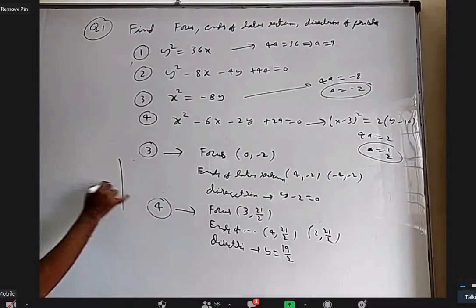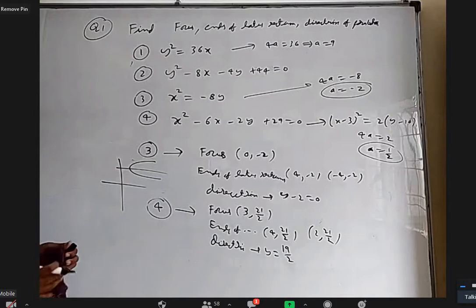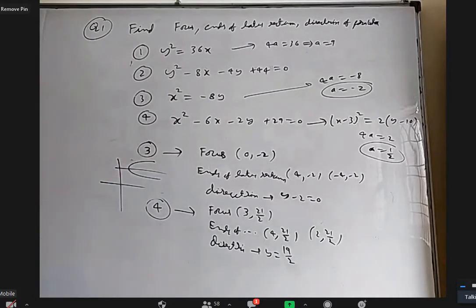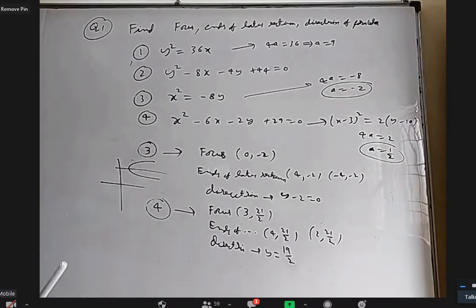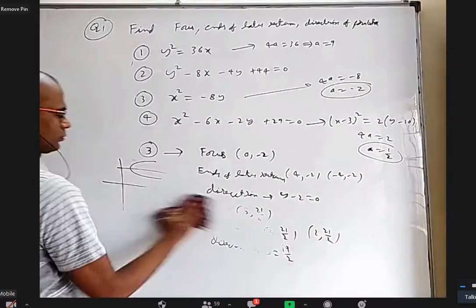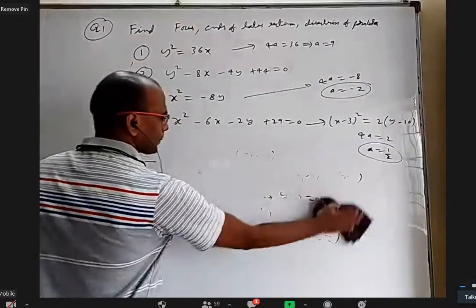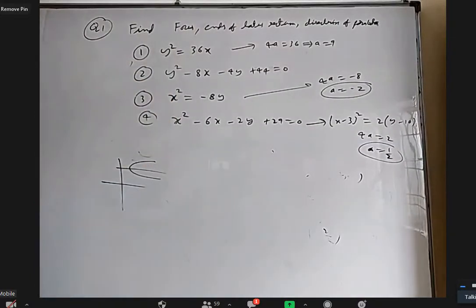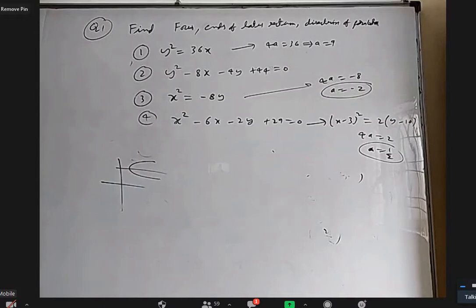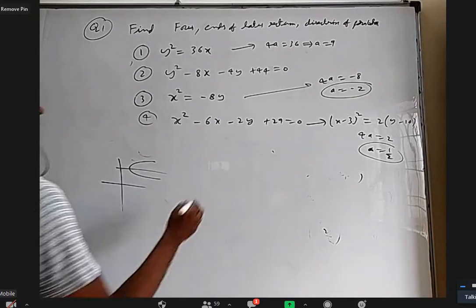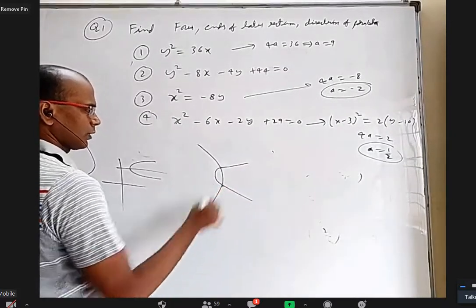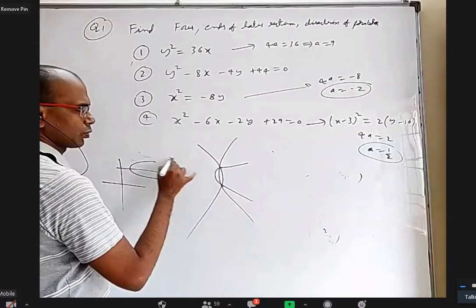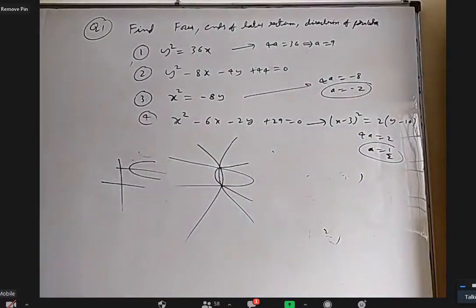I want a parabola whose axis is horizontal. That means parallel to x-axis. Need not be the x-axis. I want a parabola whose axis is parallel to x-axis. How many points on that parabola should I give so that there will be one unique parabola? Two points? No. For example, if I give 2 points, there will be one parabola like this, another parabola like this, another parabola open and closed. Right? There can be a lot of parabolas.